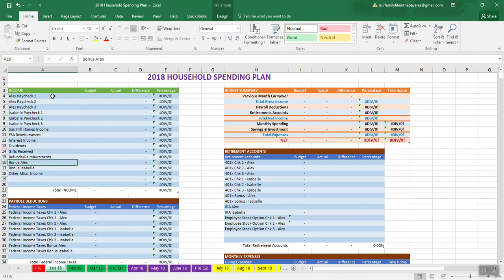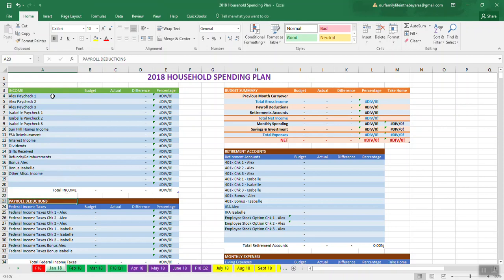And then bonus, gifts, and other miscellaneous income. God knows what, if we get any. I don't really use this. It's just here in case I would need a line like that, but we haven't used it.